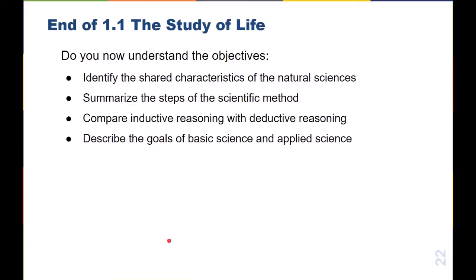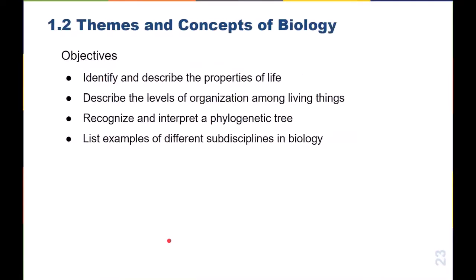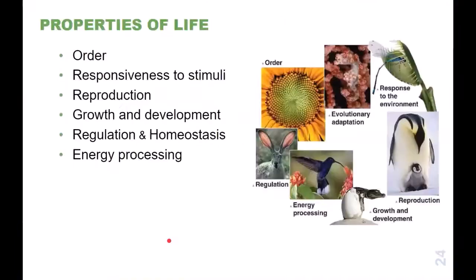We're going to move on to 1.2. So hopefully you've learned all of those objectives. In 1.2, we're going to talk about the properties of life. We'll talk about the levels of organization in living things. We'll look at a phylogenetic tree, and then we will look at different subdisciplines in biology. So these are the properties of life. We're going to go through these one by one.